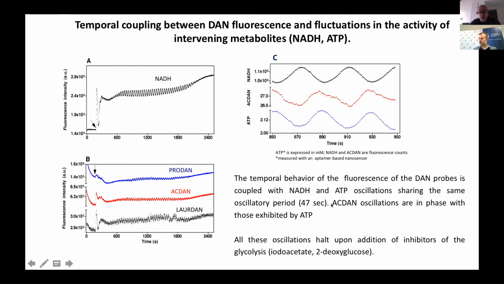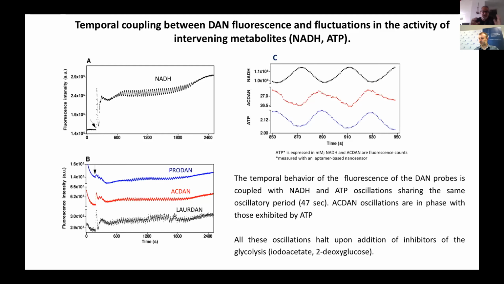And also the other interesting thing that we observe is that if you compare the oscillations in Acdan, for example, and ATP, you will see that these oscillations are completely in phase, which is something important I will discuss later on. The interesting thing is when you add inhibitors of the glycolysis, these oscillations disappear completely. The other experiments we did, because here we are just measuring intensity oscillations, is to try to map what happened with the GP function.